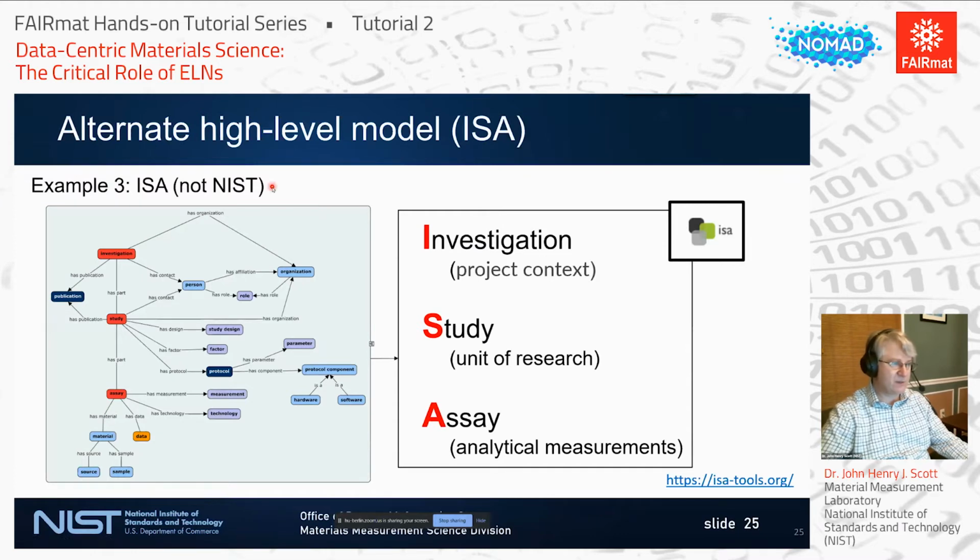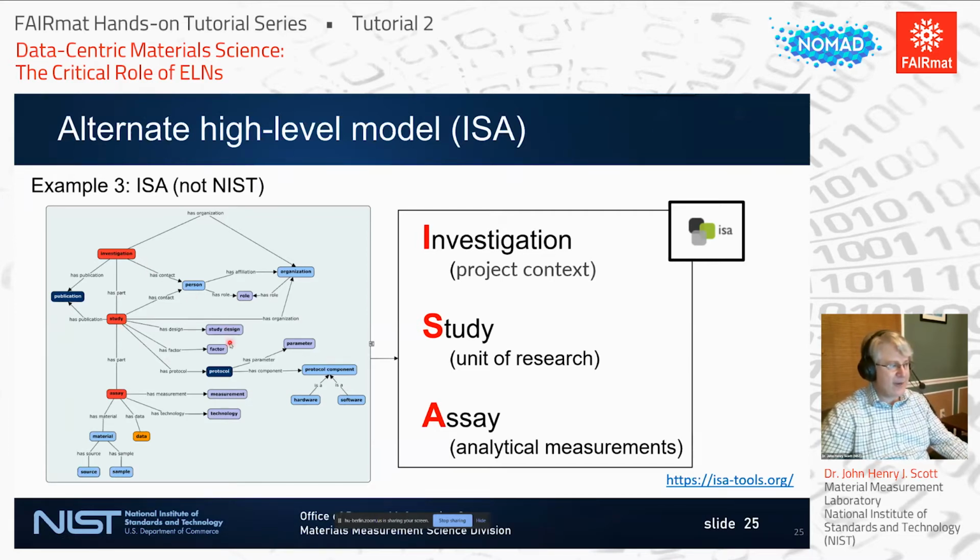A third example, also not from NIST, is an approach that's been around for a while called ISA. It's based on investigation, study, and assay. And you can find this at isatools.org, along with good computer tooling to create CSV files and simple tabular data structures that can be linked back through this connection. And here, this figure is from their website.